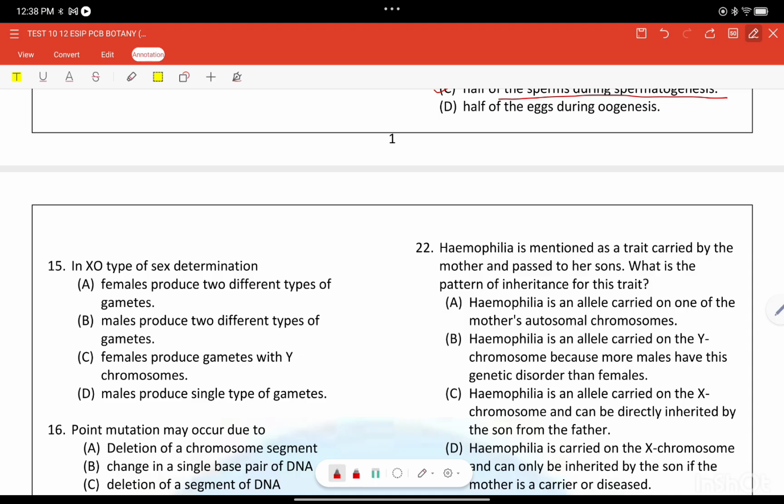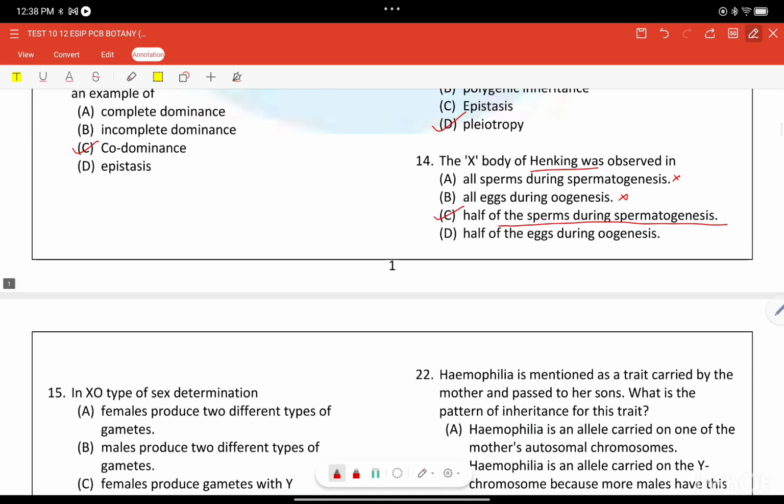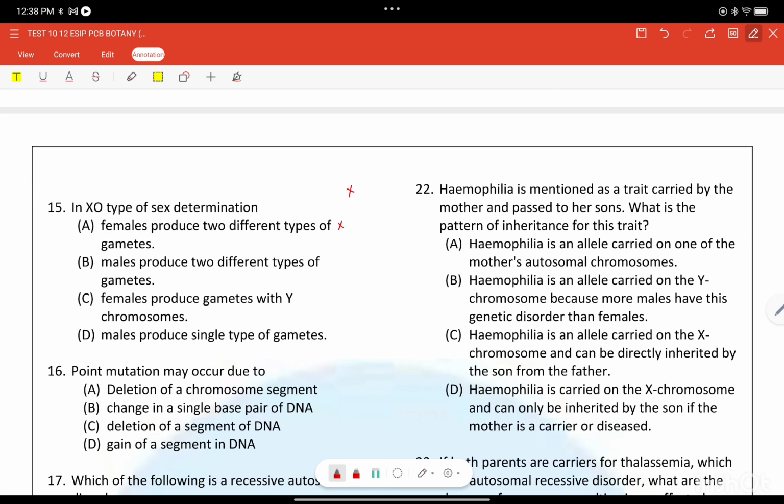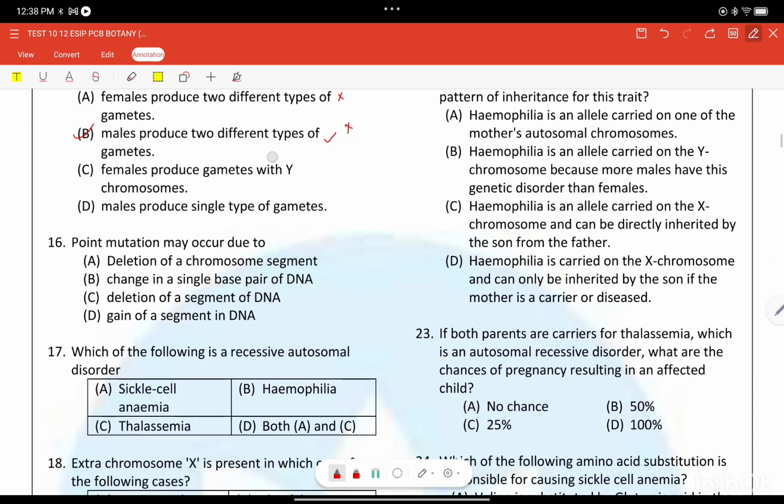In XO type of sex determination, female produces the same type of gamete, that is X with X chromosome. Male produces two different types of gamete, that is correct, 50% with X chromosome, 50% without X chromosome. That is XO type of sex determination.